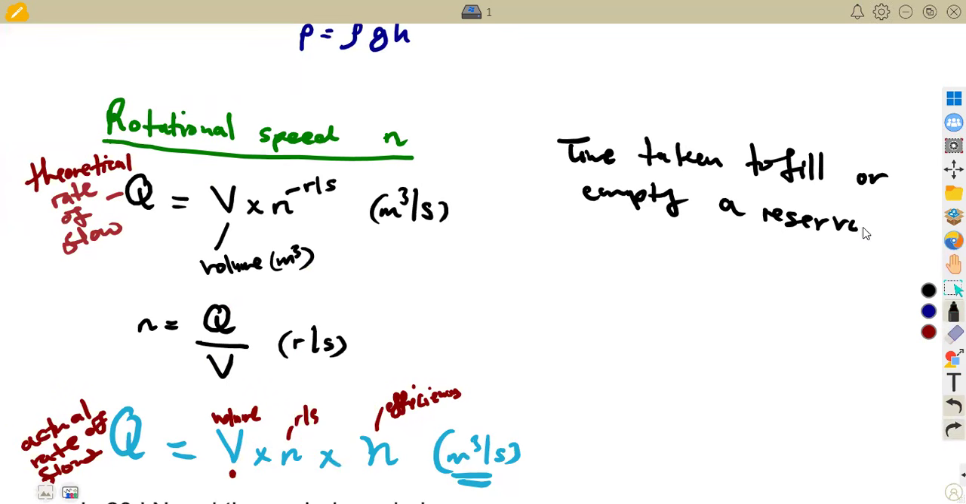Reservoir, guys, is OIR, isn't it? OIR, like that. All right. So we need the time that will be taken to fill in this part or to empty this. What is going to be the time? That is the question.